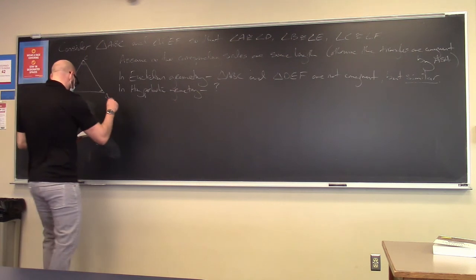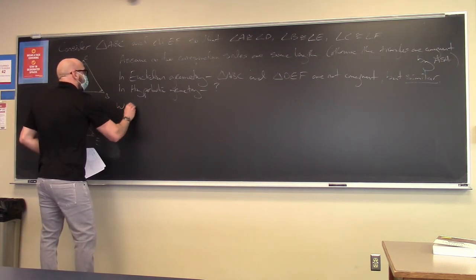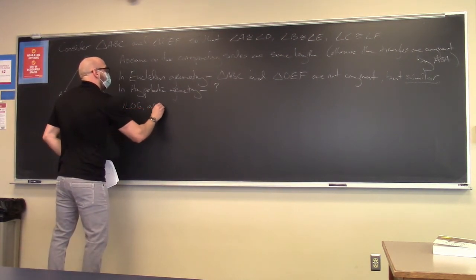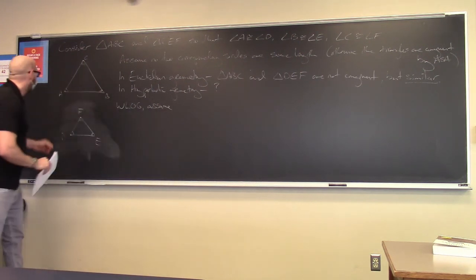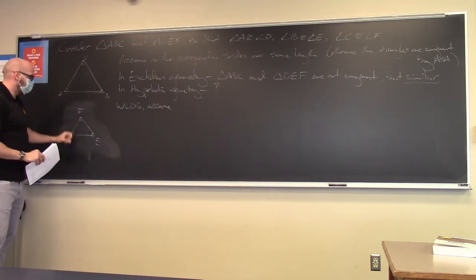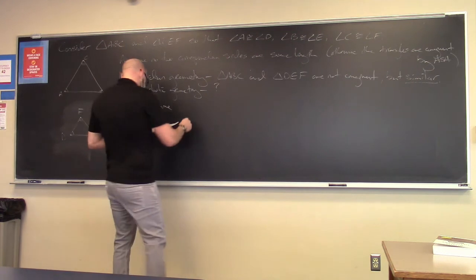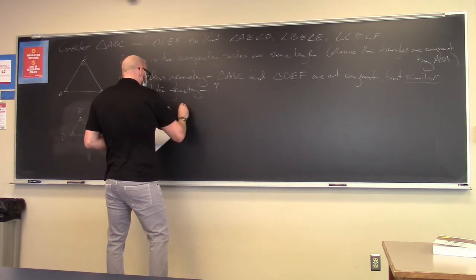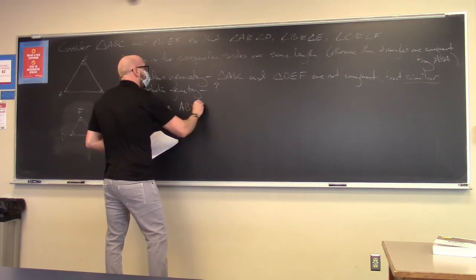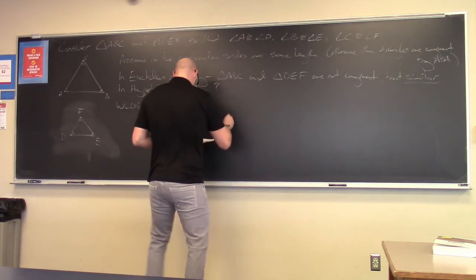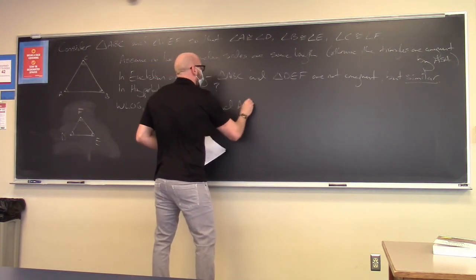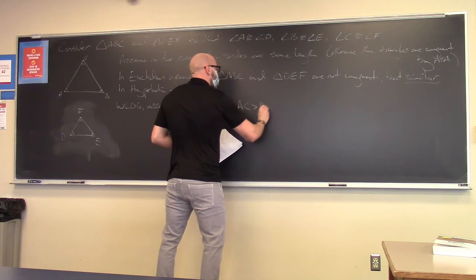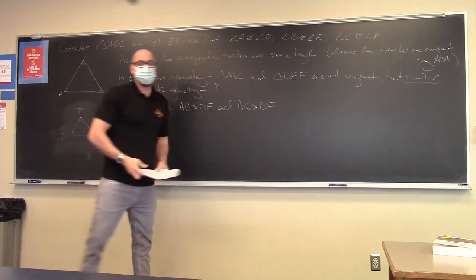So, okay, no two corresponding sides are the same length. So let's assume, without loss of generality, let's say AB and AC are longer than these two corresponding sides here. So assume AB is bigger than DE, and AC is bigger than DF.